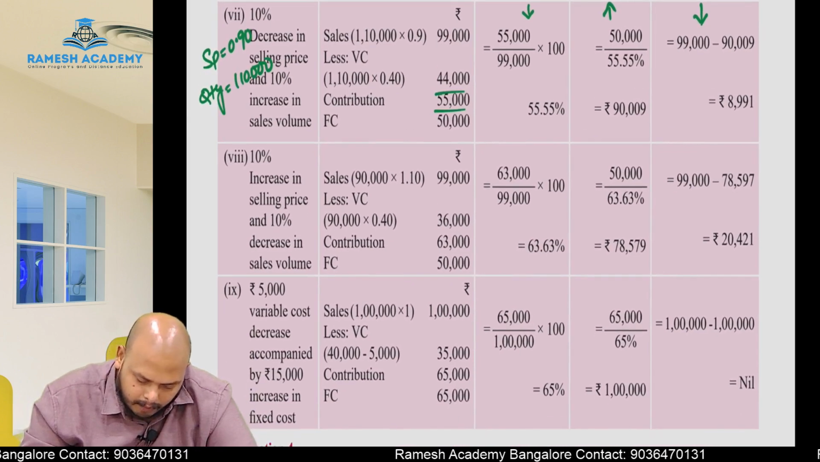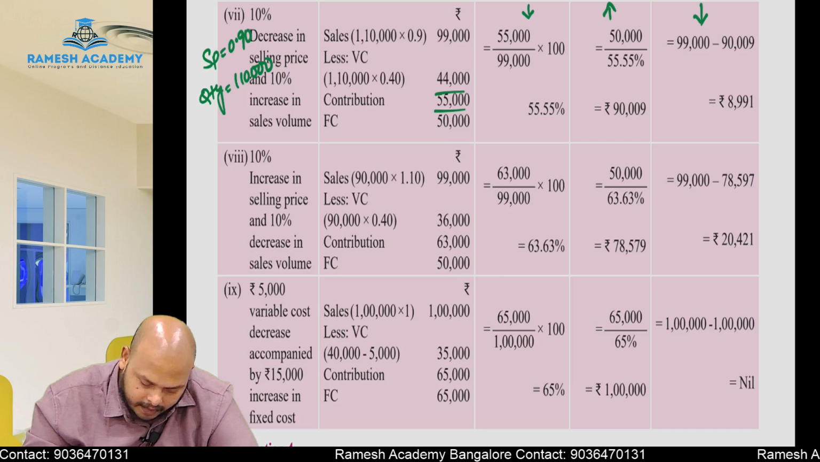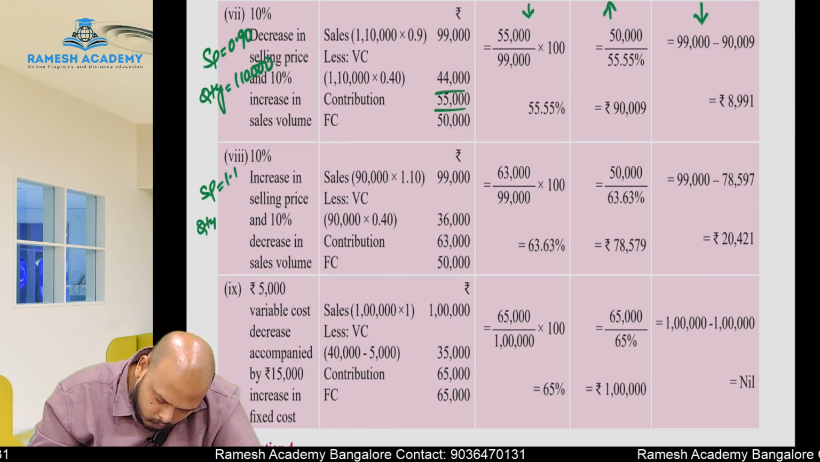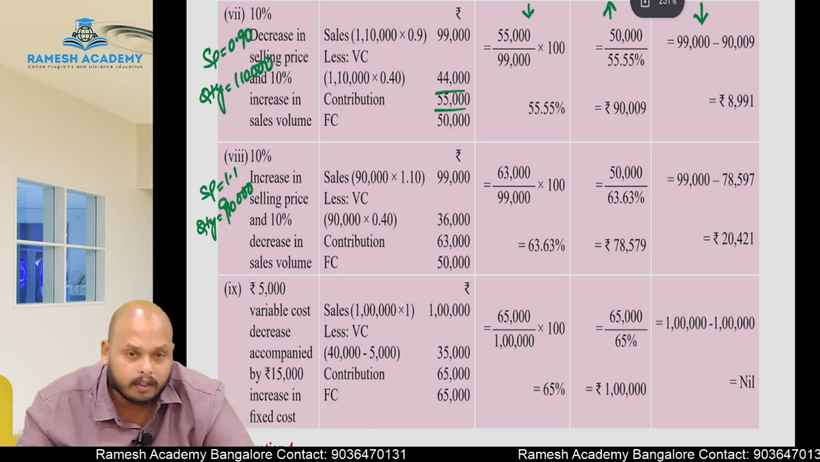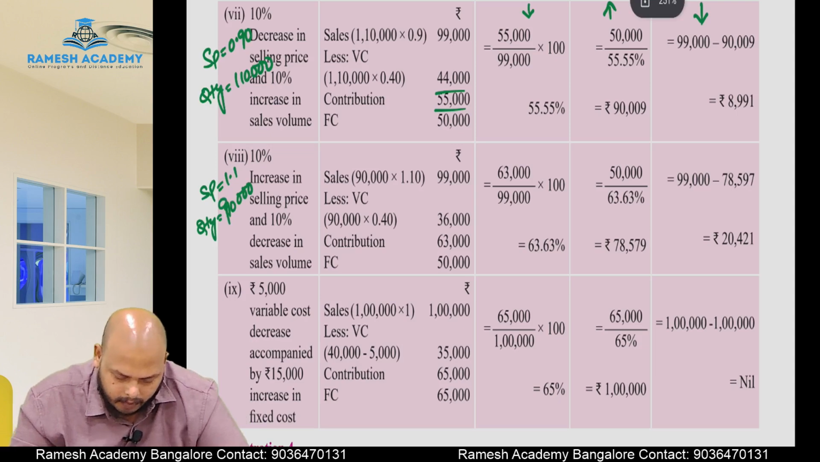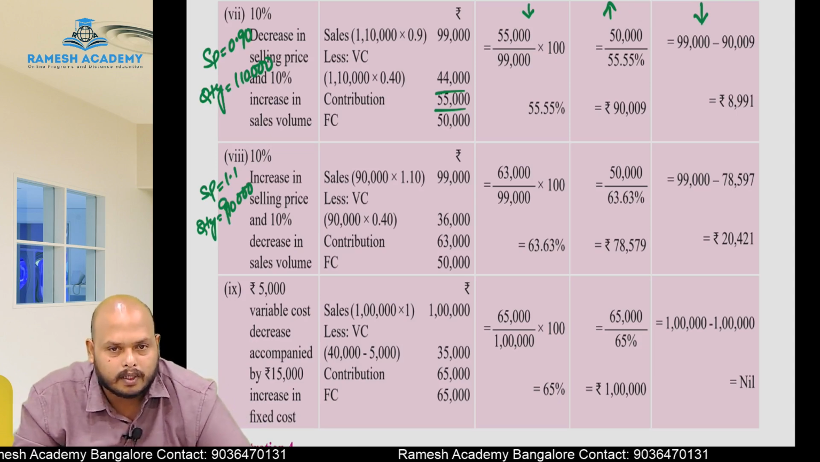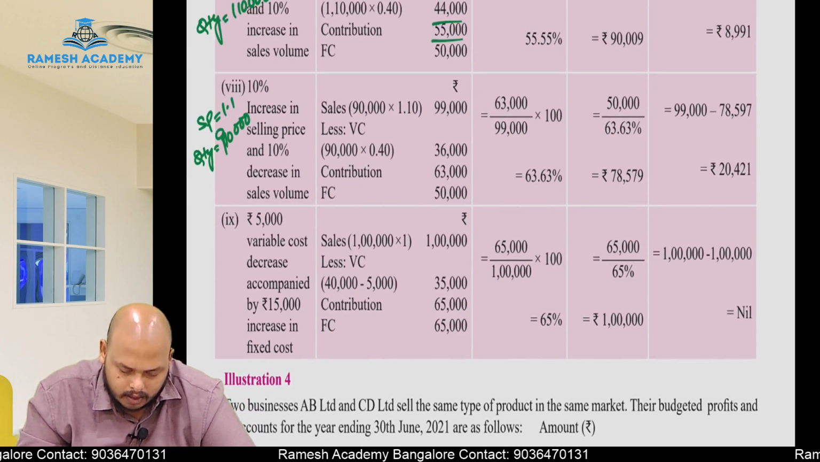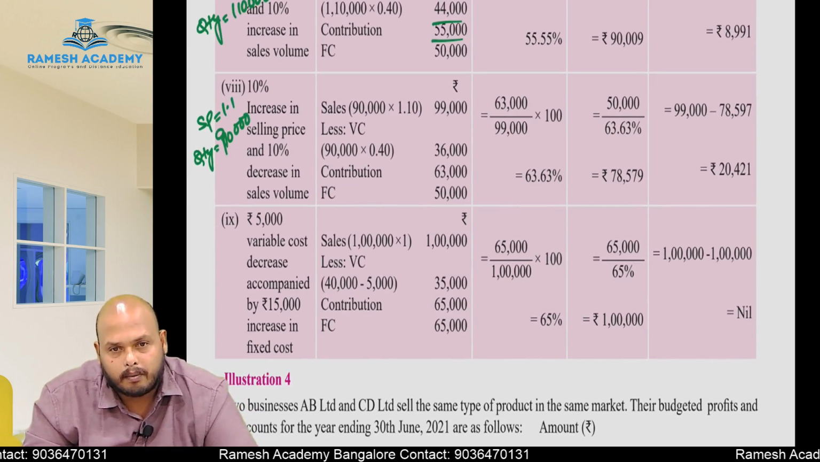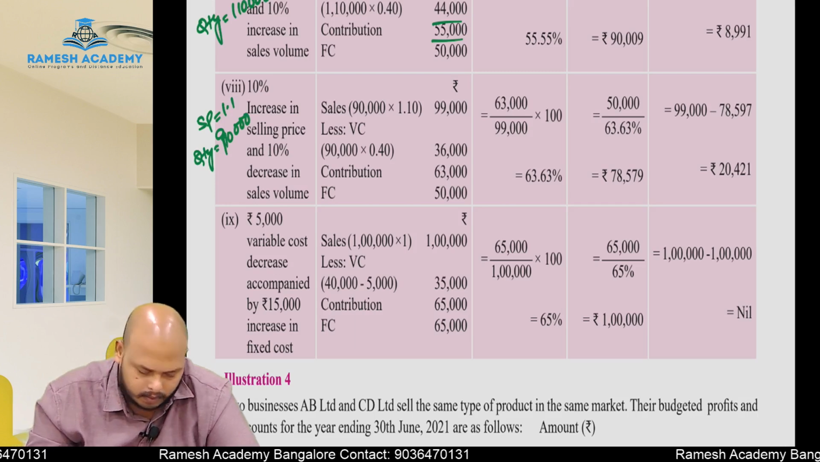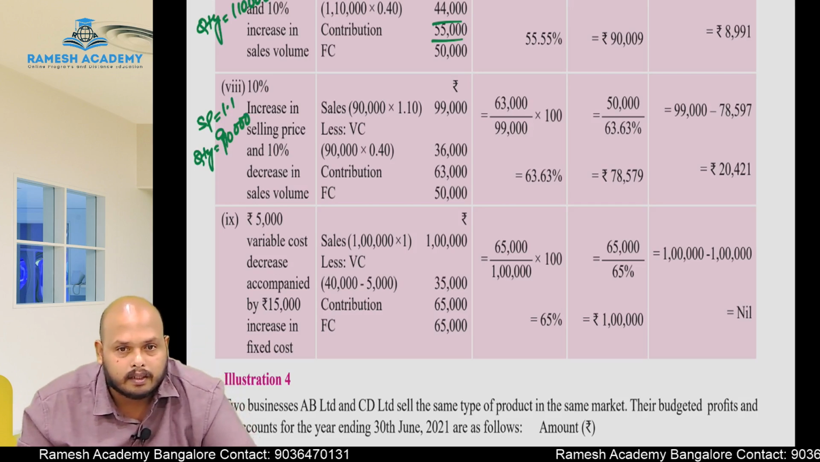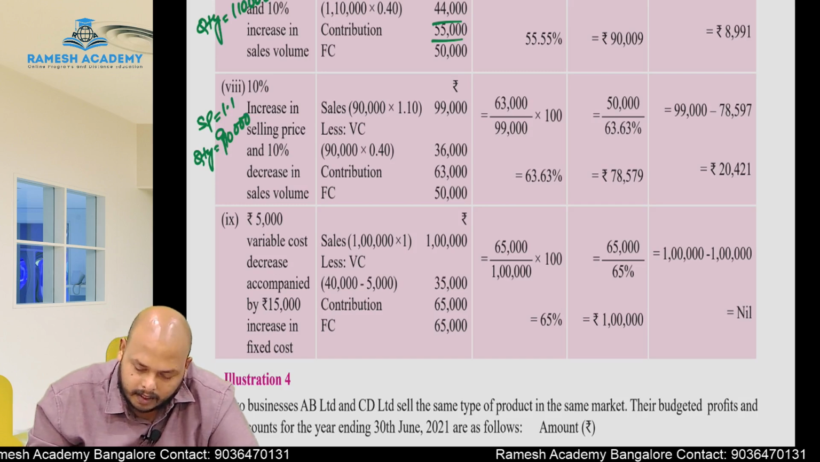Next, 10% increase in selling price and 10% decrease in sales volume. That means selling price is equal to 1.1, quantity is equal to 90,000. 90,000 into 1.1, that is nothing but how much more? 99,000. 99,000 minus variable cost. How much is the variable cost? 90,000 into 0.4. 36,000. 99,000 minus 36,000, how much more? 63,000. Contribution is 63. 63 by 99 is 63.33.